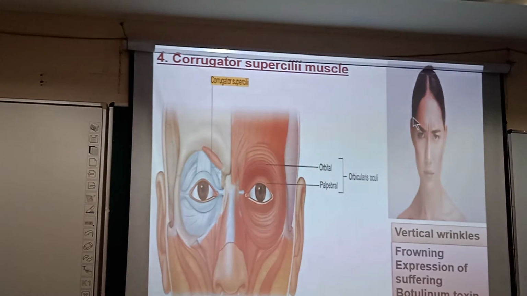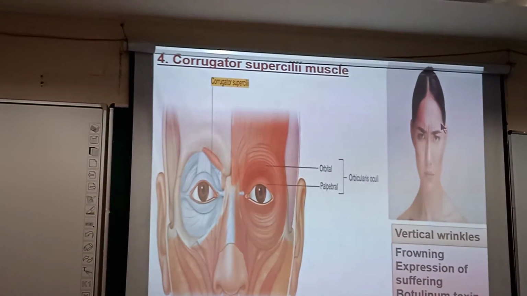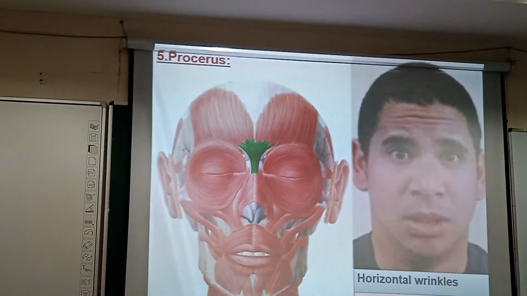In case of aged people, due to the loss of elasticity of skin, wrinkle appears very early due to sun exposure. So it can be removed by injecting a small amount of botulinum toxin into that muscle. Procerus, muscle around the nose, P for procerus, results in the horizontal wrinkle of the forehead, giving the expression of anger.